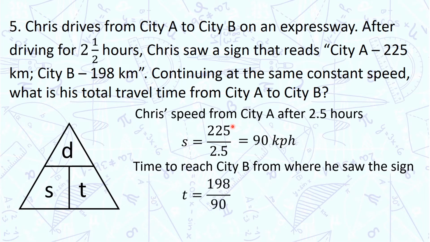So if we're looking for time, that is distance over speed. Going to city B, Chris needs to travel 198 kilometers more. And the speed, or the constant speed that he maintained, is 90 kilometers per hour. So that will be 2.2 hours. Then we're looking for the total travel time. That will be 2.5 plus 2.2 hours. So the answer is 4.7 hours.